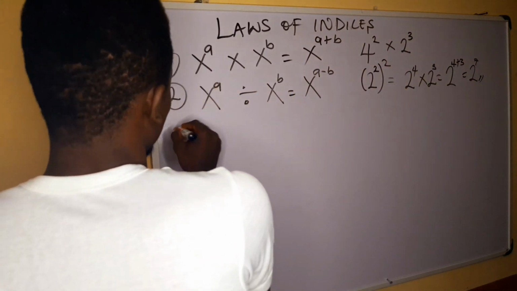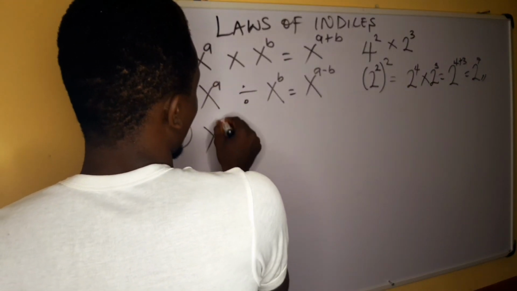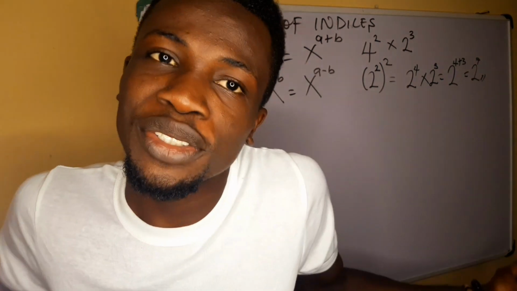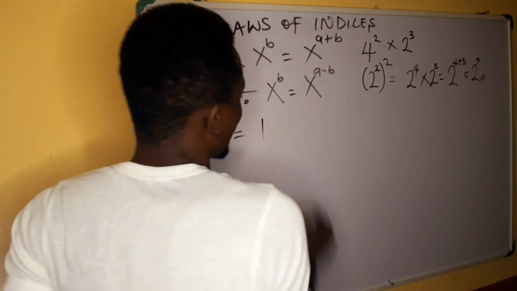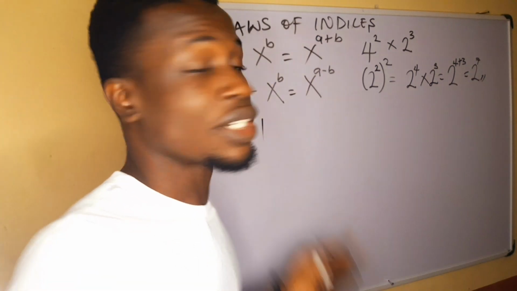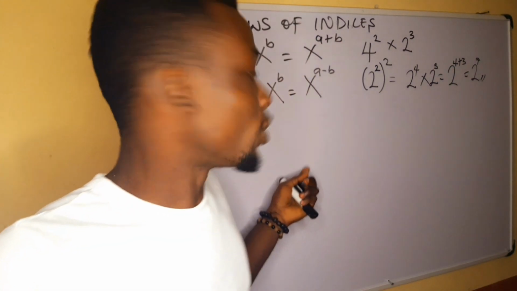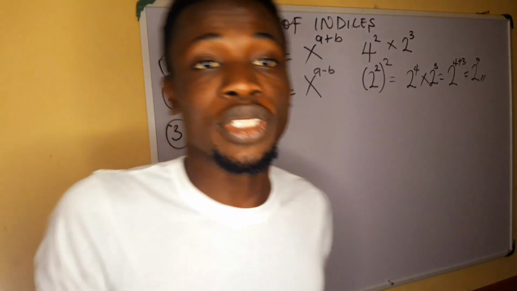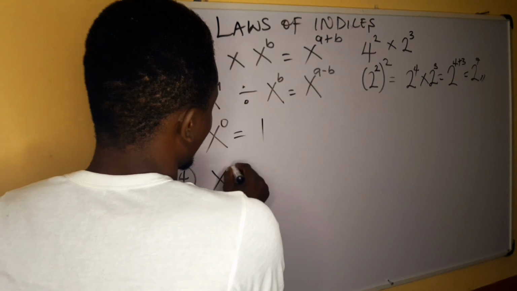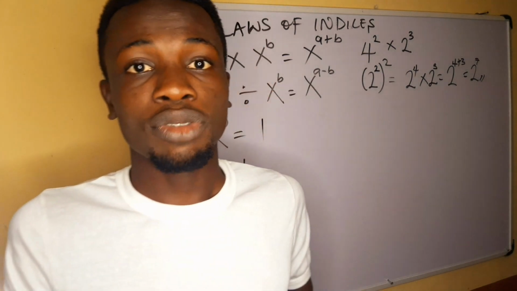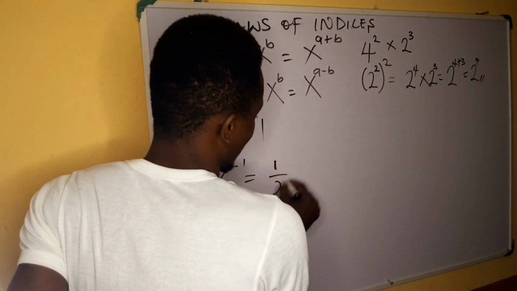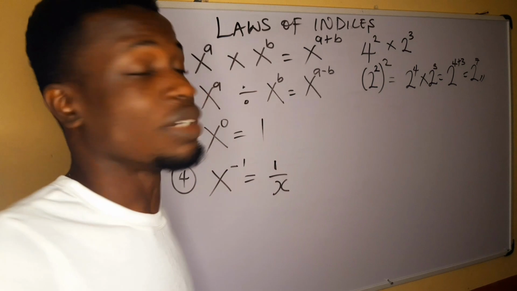The third one is the power of 0. Any number or any value to the power of 0 is going to give you 1. I already did a video on this, so I'm going to share the link in the comment section, so you can understand why any value to the power of 0 is equal to 1. The next one is x to the power of -1, that is inverse. It means 1 over x, and the inverse means 1 over the value given.